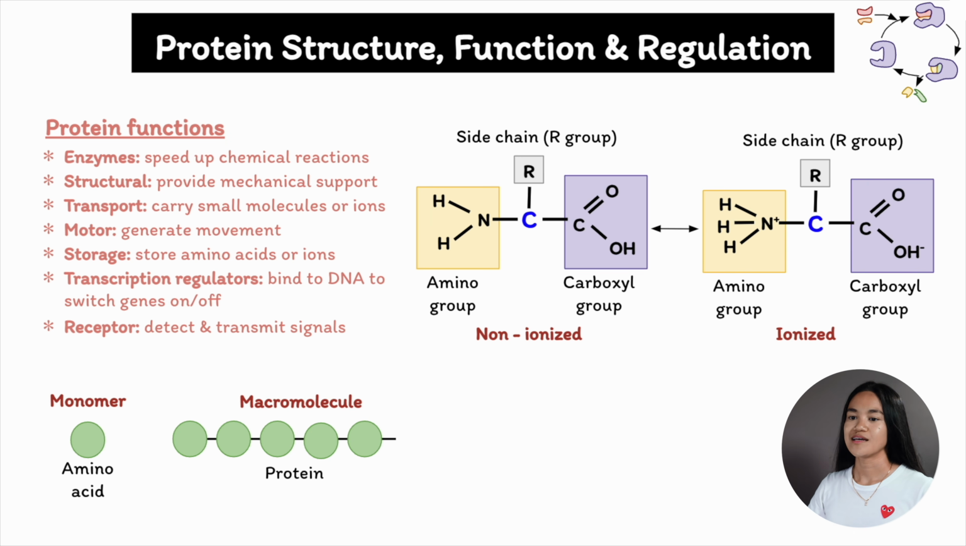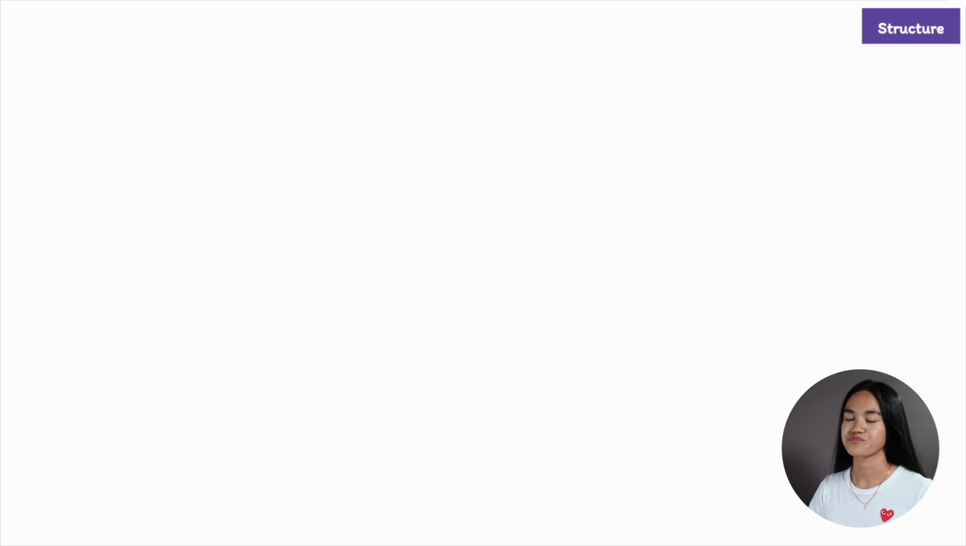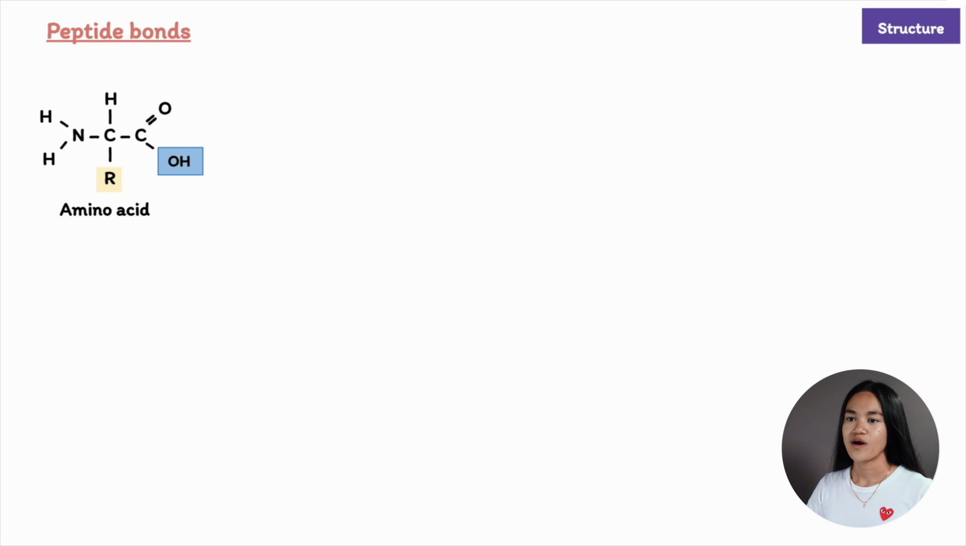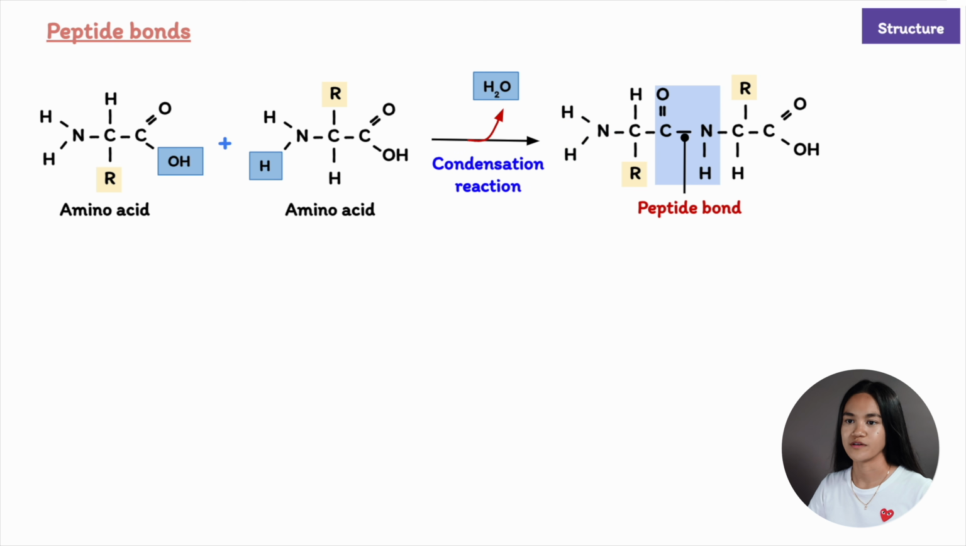So a protein is made up of amino acids linked together by covalent peptide bonds. Let's go through this. So we have one amino acid here, and let's add another one. A covalent peptide bond forms when the carbon atom of the carboxyl group of one amino acid shares electrons with the nitrogen atom from the amino group of a second amino acid. And we're going to remove a water molecule here. Because we've removed a water molecule, this is known as a condensation reaction.